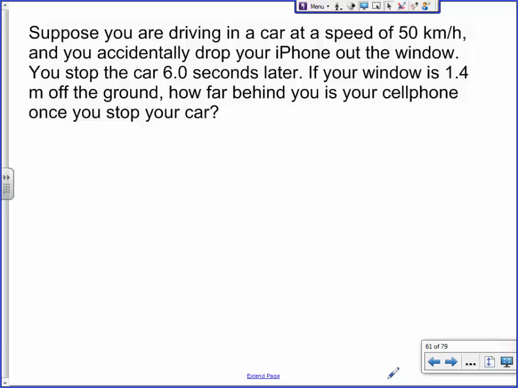You stop the car 6 seconds later. Your window's 1.4 meters off the ground. How far back are you going to have to walk to get your cell phone? So just make sure you get the scenario here. I'll pretend that I'm driving the car, and I drop my cell phone.